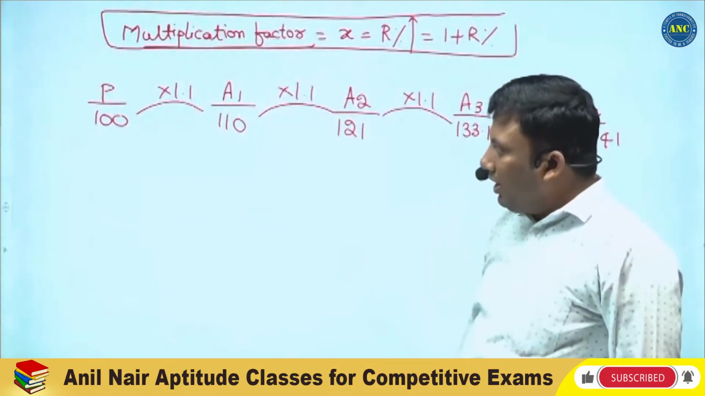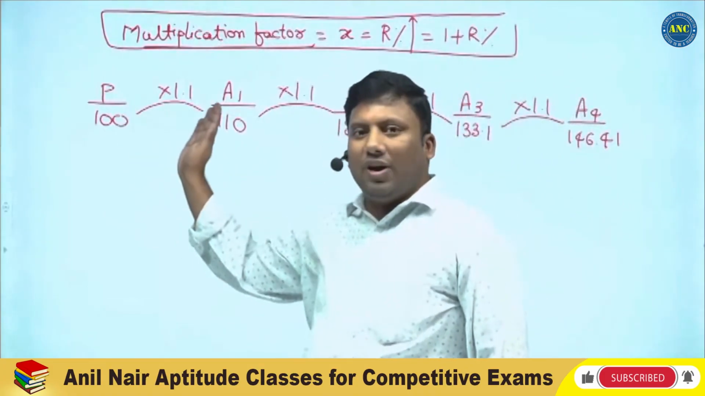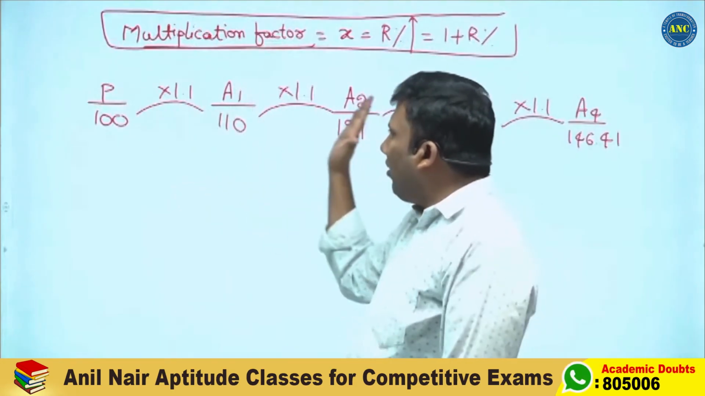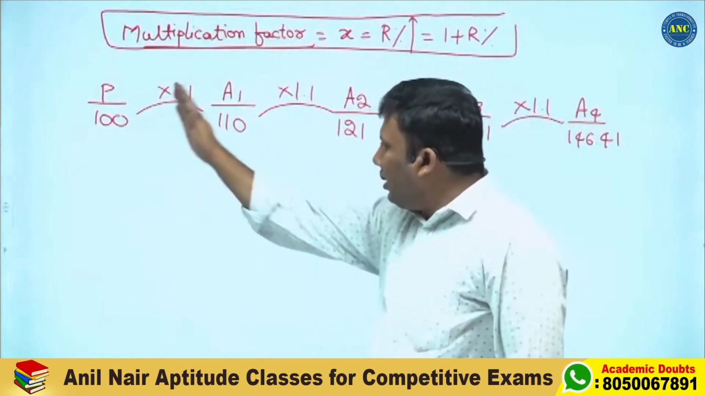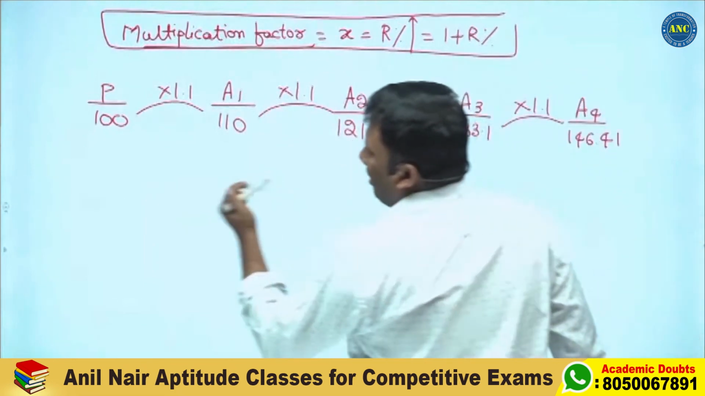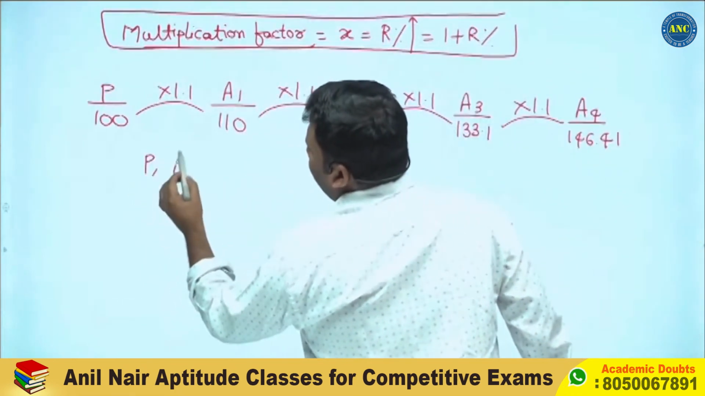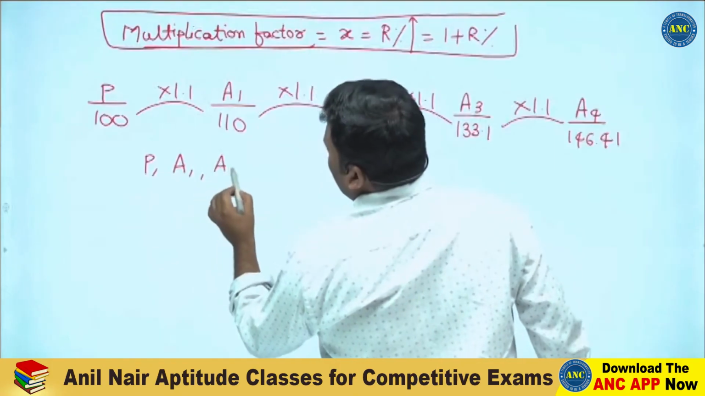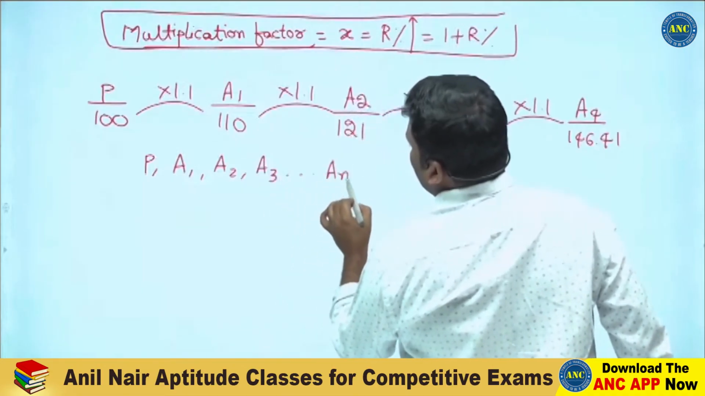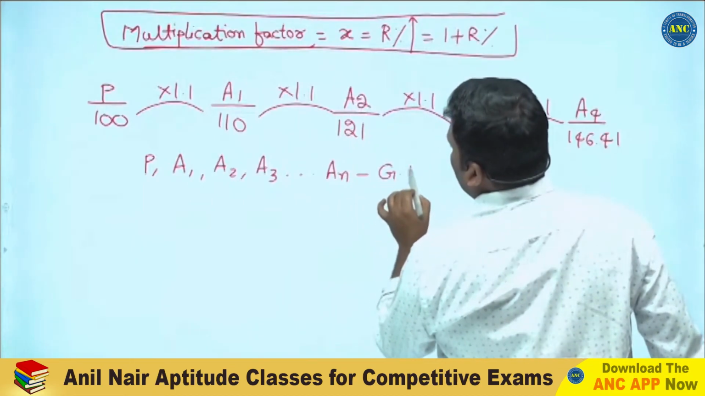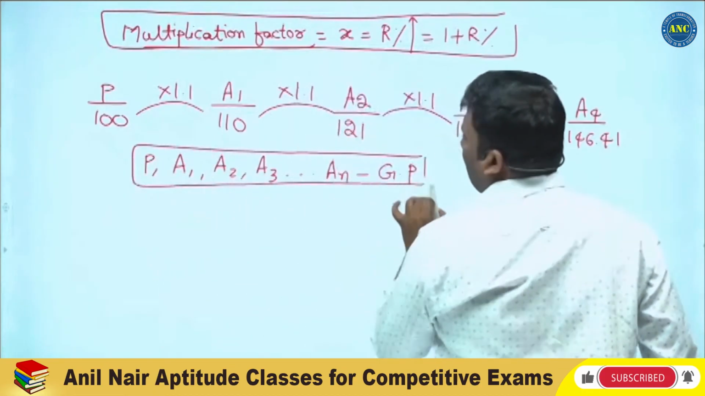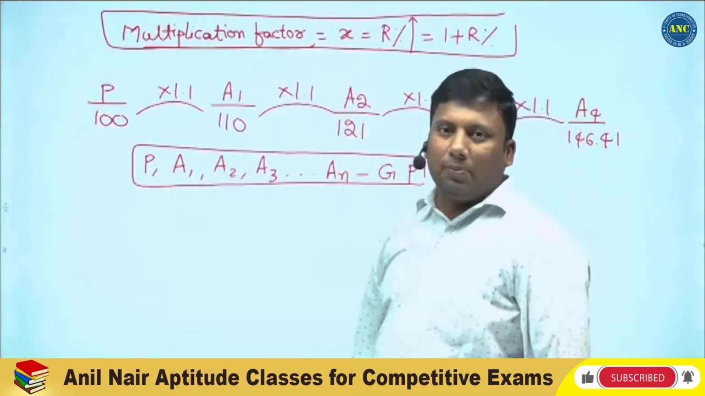Now see here, this is after 1 year, this is after 2 years, this is after 3 years. Always the ratio is constant. That means P, A1, A2, A3, and so on up to AN, they are all in geometric progression.